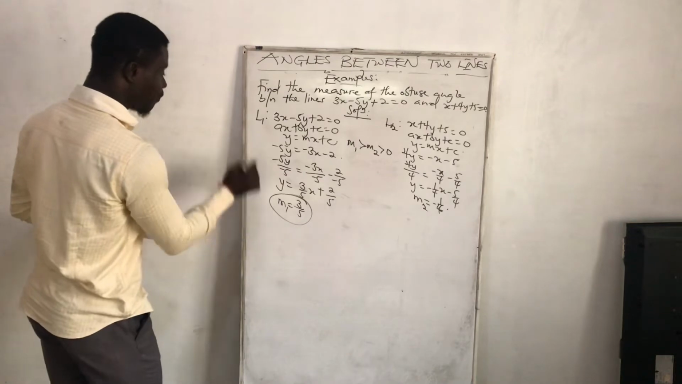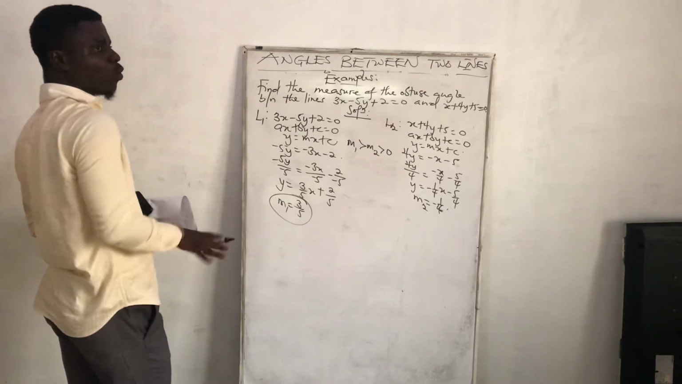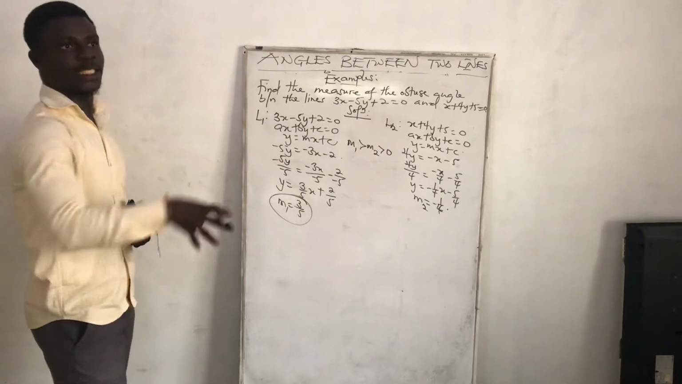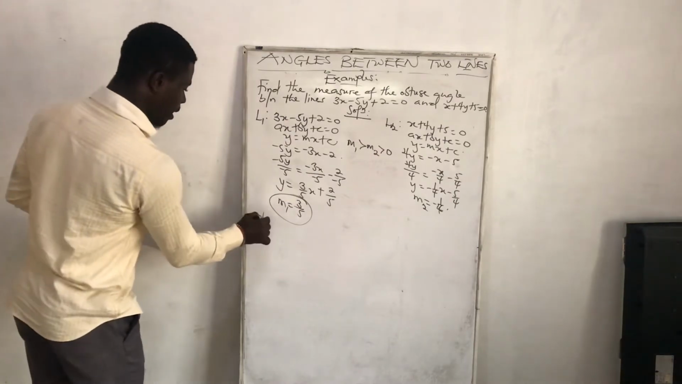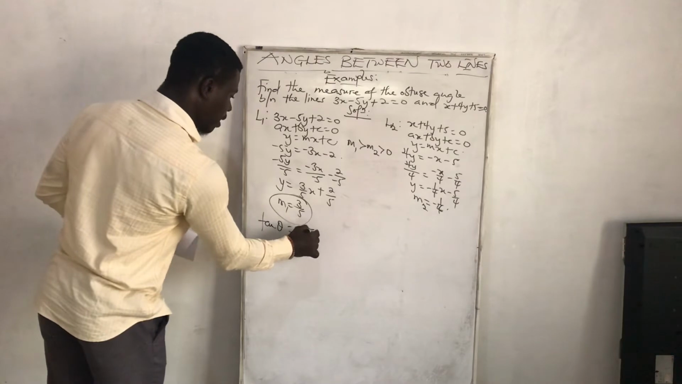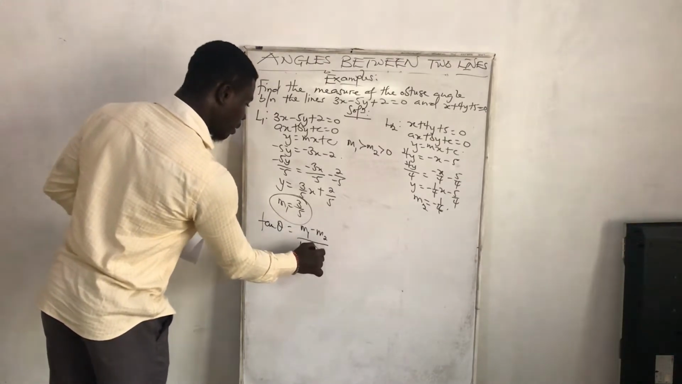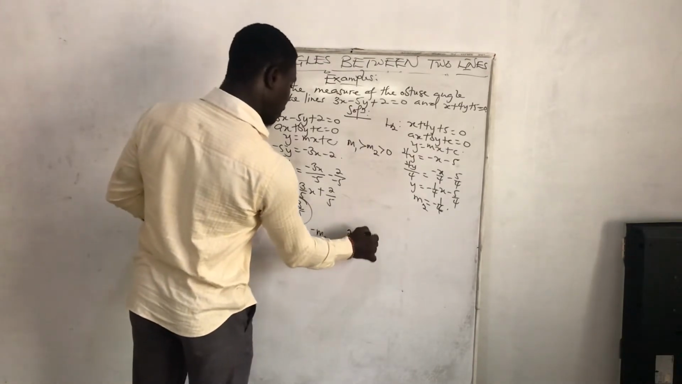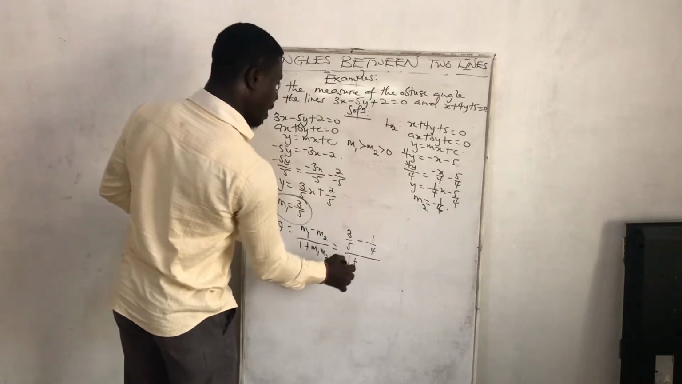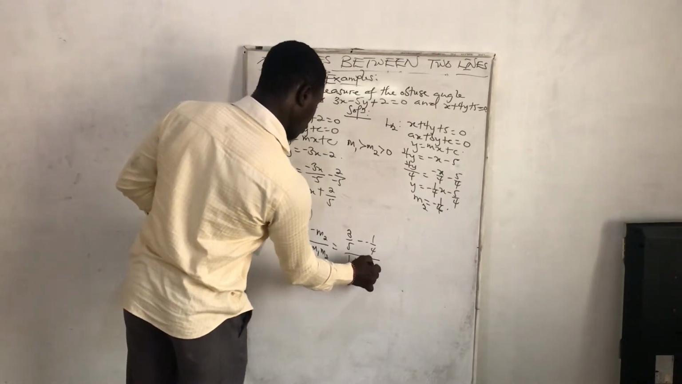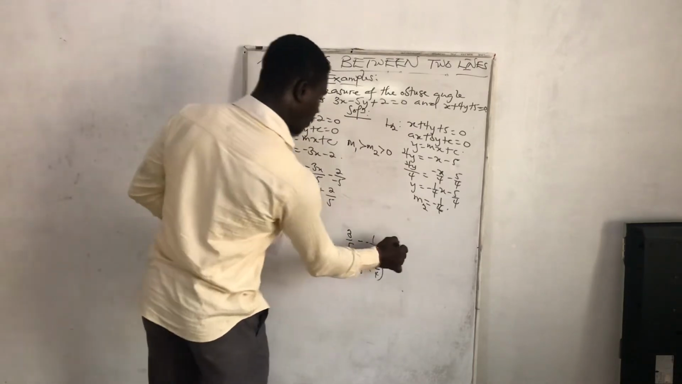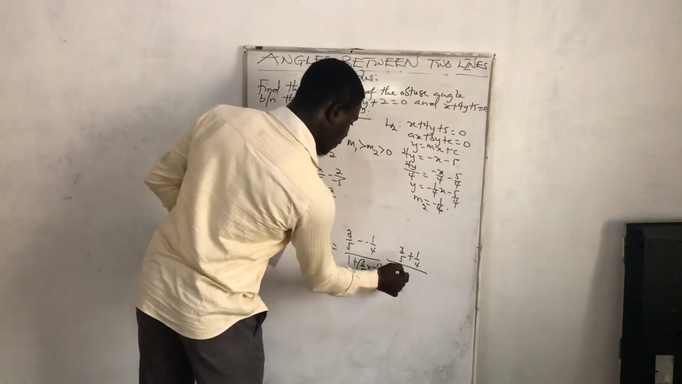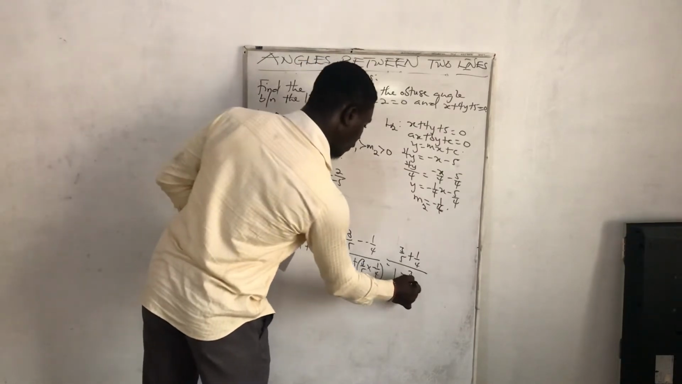If I want my obtuse angle, I have to first find my acute angle, because what I'm going to use will give me the acute angle. Then I subtract from 180 to get the obtuse angle. So tan theta equals m1 minus m2 all over 1 plus m1 m2, which is 3 on 5 minus negative 1/4 all over 1 plus 3 on 5 times negative 1/4. So I get 3 on 5 plus 1 on 4 all over 1 minus 3 on 20.